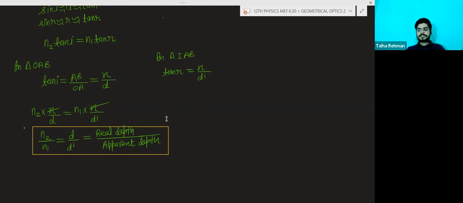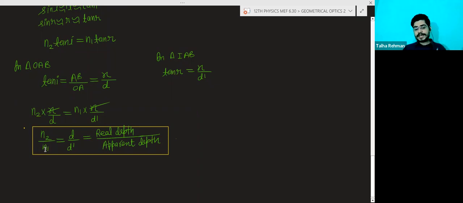Now we will solve one question on this. Remember N2 by N1 is equal to real depth divided by the apparent depth, and N2 is the refractive index of the medium from where the light is coming. N1 is the refractive index of the medium to which the light is going.